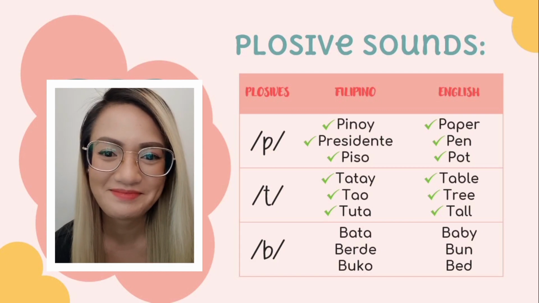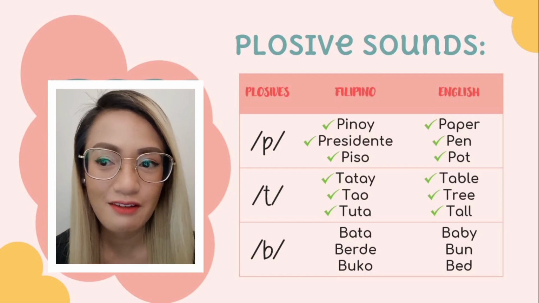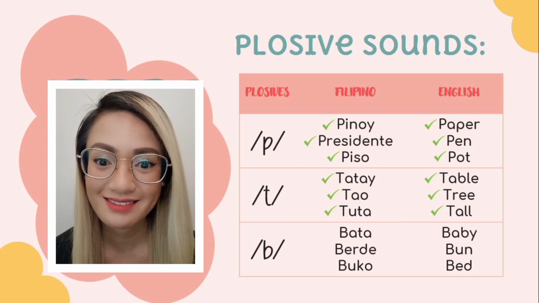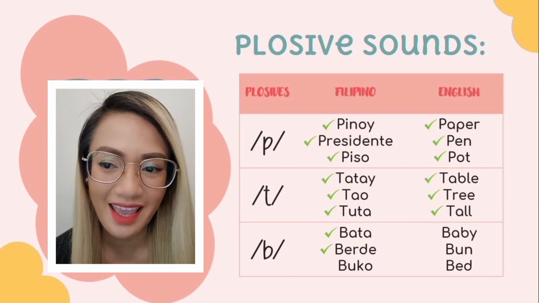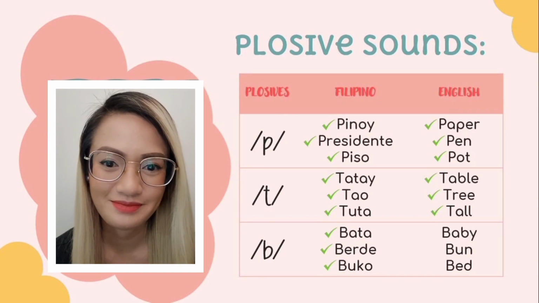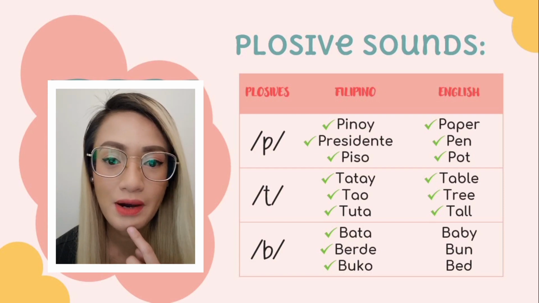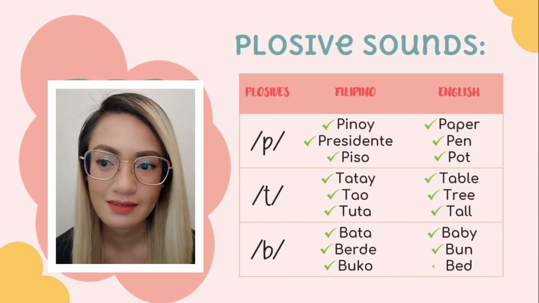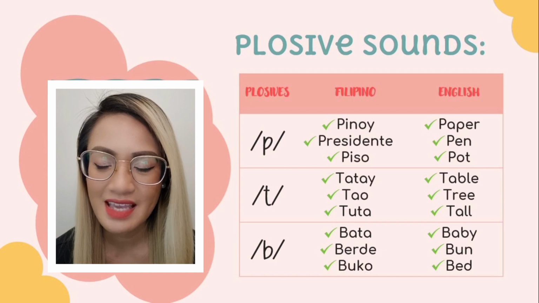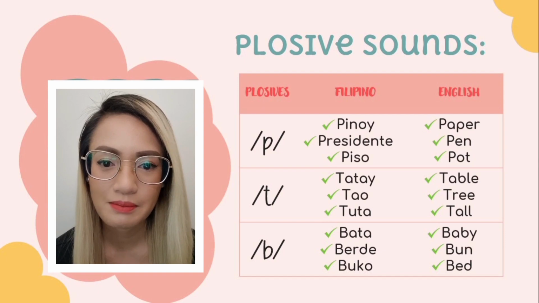See the difference? Next is the letter B. Letter B in Filipino, we say B, such as bata, verde, buko. In English, we say B, B, such as baby, bun, bed. If we try to read these words in a flat tone, it will sound like baby, bun, bed.